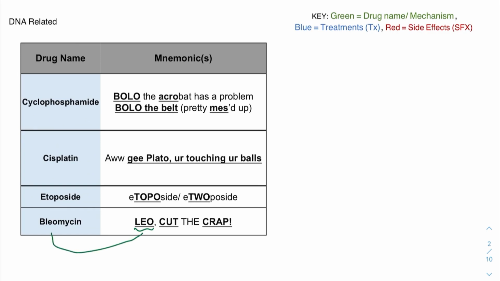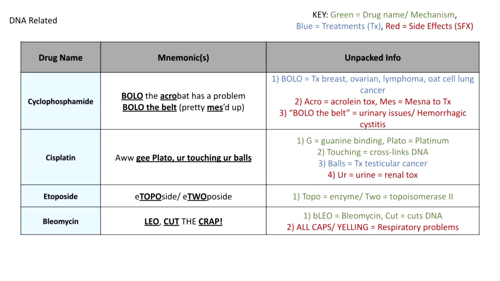Leo here is for Bleo, as in bleomycin. Cut, as in cuts DNA, as its mechanism of action in cancer cells. And lastly, cut the crap as a whole in all caps. The person is yelling very loud here. The point of it being in all caps is that bleomycin has a side effect of respiratory problems, fibrosis, stuff like that. So yeah, here's the summary of all of the mnemonics associated with the DNA-related antineoplastics.